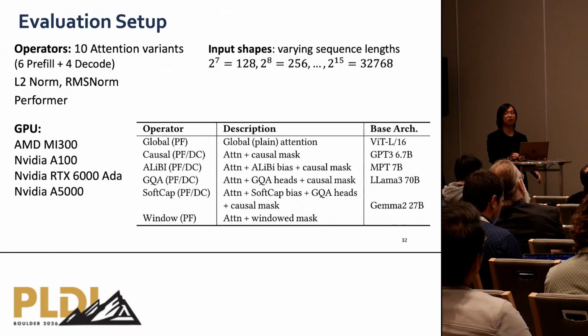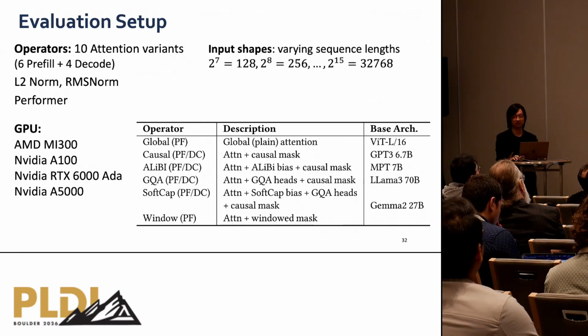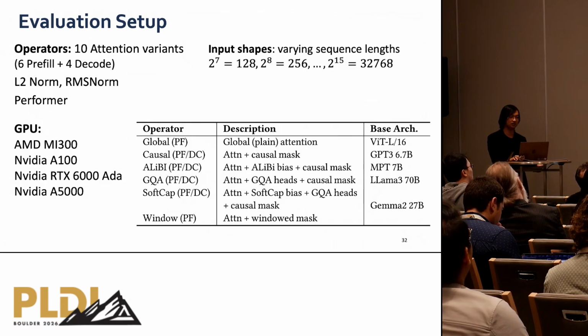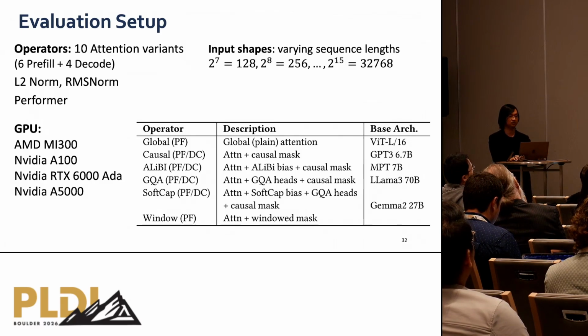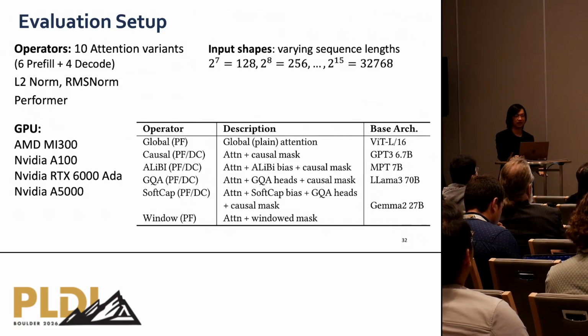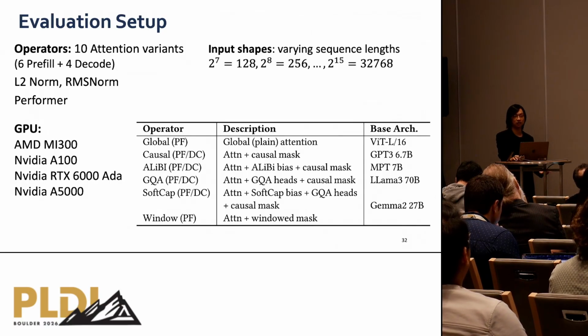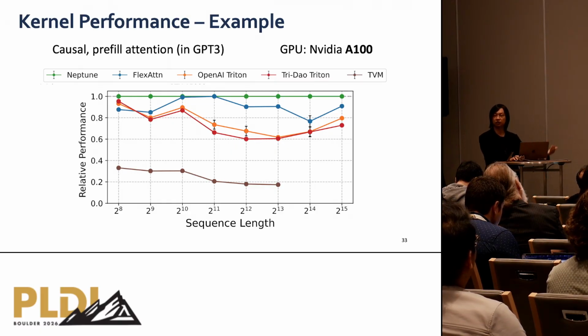Now let's see how effective Neptune is with its design. We have evaluated Neptune on 10 different variants of attention, 6 in prefill and 4 in decode, as well as non-attention operators like the 3 I mentioned earlier. For each of them, I vary the input shape, such as the sequence length of the input. And for each of these setups, I also evaluate them on different GPUs, including 1 AMD GPU and 3 NVIDIA GPUs. So this is how we show our performance.